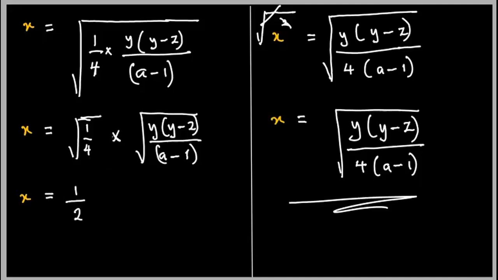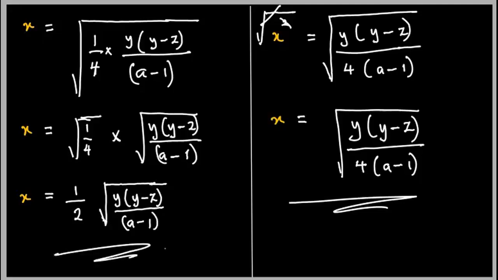So I am multiplying by the square root. We have that our answer becomes 1 over 2 times the square root of y open brackets y minus z round over a minus 1. So this can also be a possible answer as the one we had before. It's the same thing.